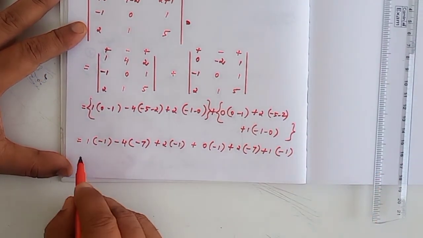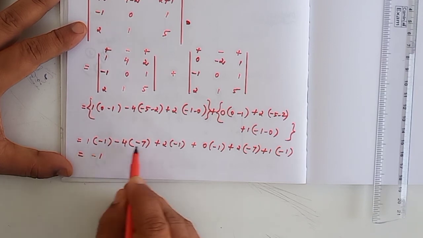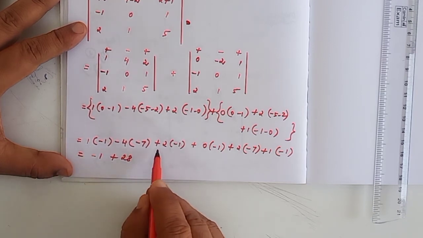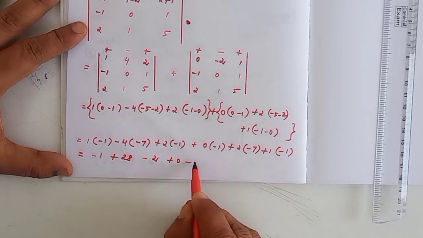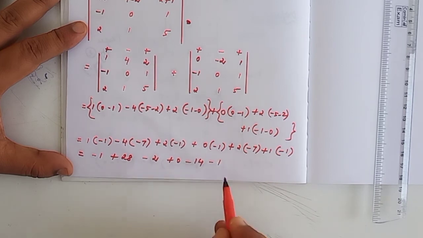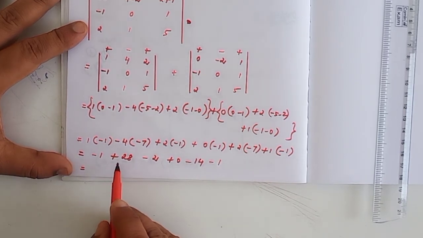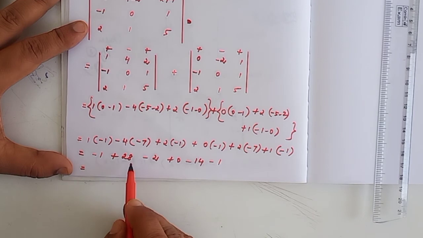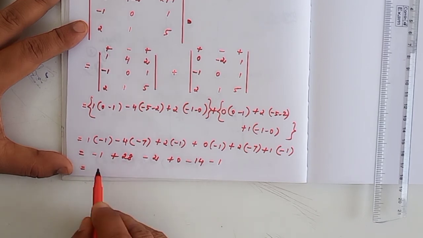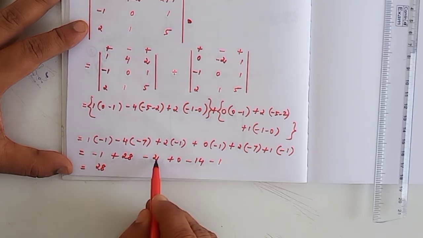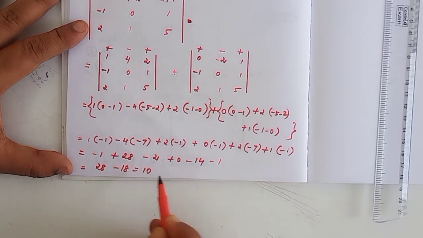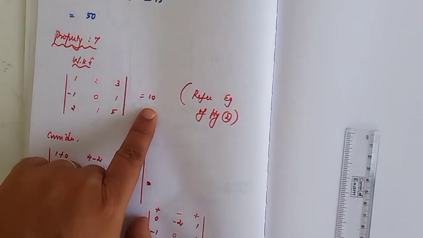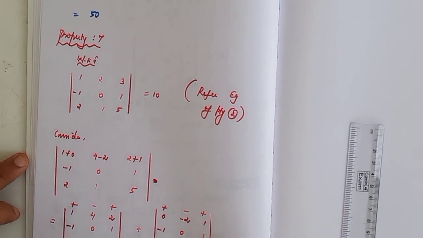We have to simplify. 1 into minus 1 is minus 1, minus into minus plus 4 7s are 28. Plus 2 into minus 1 is minus 2, 0 into anything 0, plus 2 into minus 7 is minus 14, 1 into minus 1 is minus 1. That is equal to 28 minus 1, that is, first write 28, after that you can add the negative numbers: minus 1 minus 2, that is minus 3, minus 14, that is minus 17, minus 1, that is minus 18. 28 minus 18 is equal to 10, same 10 here. So the value doesn't change.